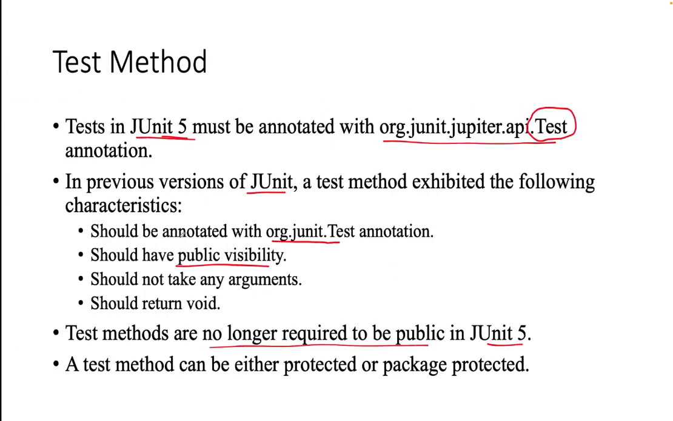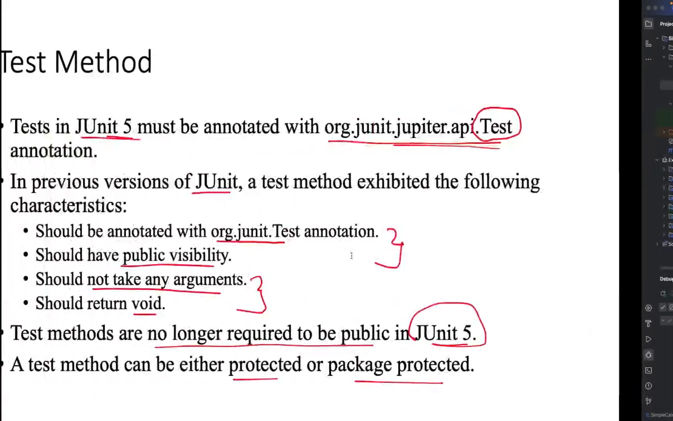Test cases should not take any arguments. That is still there, and they should always return void. So these two restrictions are still there in JUnit 5, but the other two restrictions changed a little. In the first case, we have a different annotation that we need to use, and the public visibility restriction has been removed. It can be either protected or package protected, so not private. Okay, now let's move on.